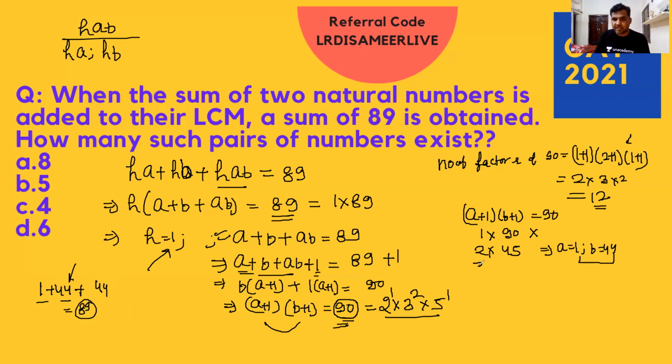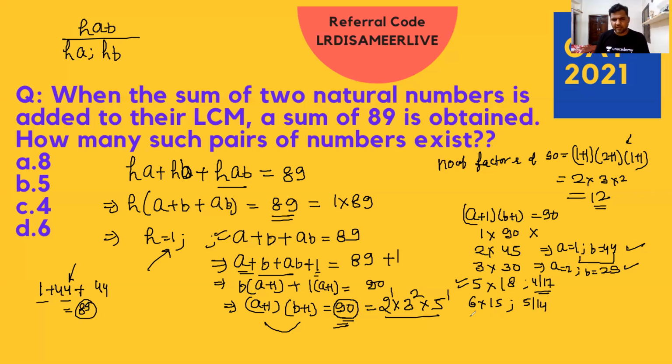Second, you can take the case as 3 into 30. When you take 3 into 30, here A will be 2 and B will be 29. This will also work, right? Next would be the case of 5 into 18. In this case, A will be 4 and B will be 17. They are co-prime, so this case will also work. Next would be 6 into 15. In this case, A and B would be 5 and 14. This will also work.